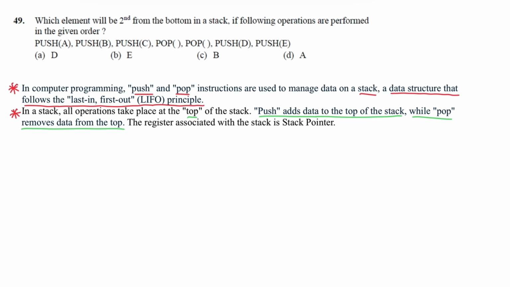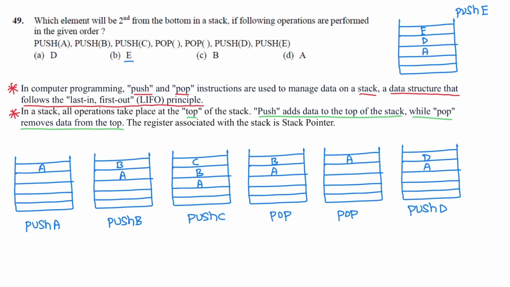So let us see the question. A push A instruction is executed. The element A will be on the top of the stack. If push B is again executed, B will be on the top of the stack. Push C is executed, C will be on the top of the stack.